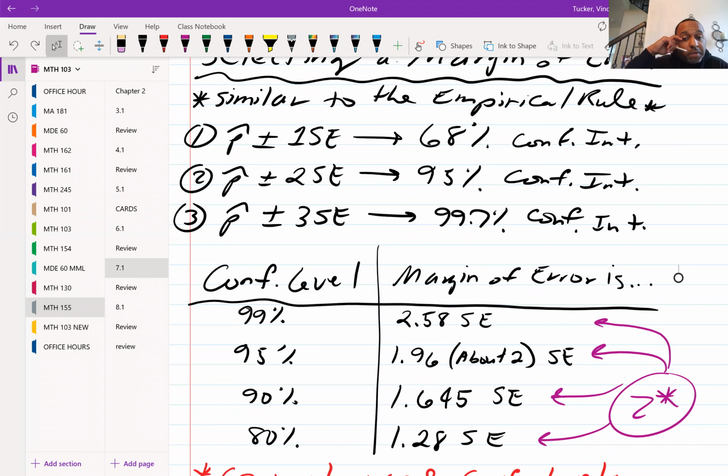All right. So for 99% confidence level, the margin of error is 2.58 standard errors. And then 95% is 1.96 or about 2, 90% is 1.645, and then 80% is 1.28. So we're going to use this chart right here to help us calculate our margin of error. And like I said, we're going to bring all the pieces together in a second. Right now, we're just copying. And you'll see in a second that we're going to mention Z asterisks, and that's what these represent, Z asterisks. Your margin of error.